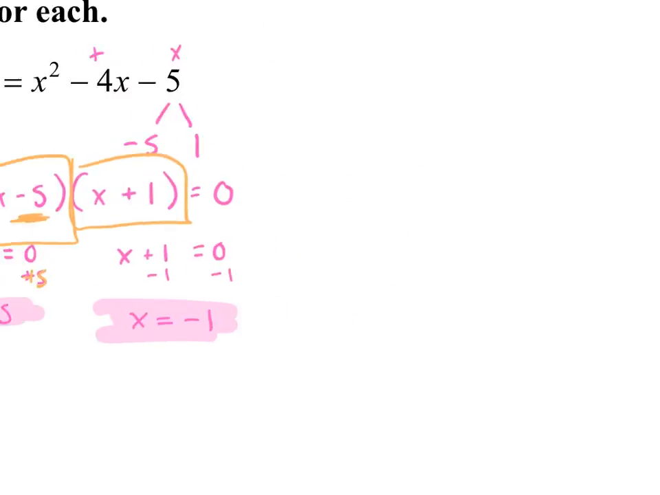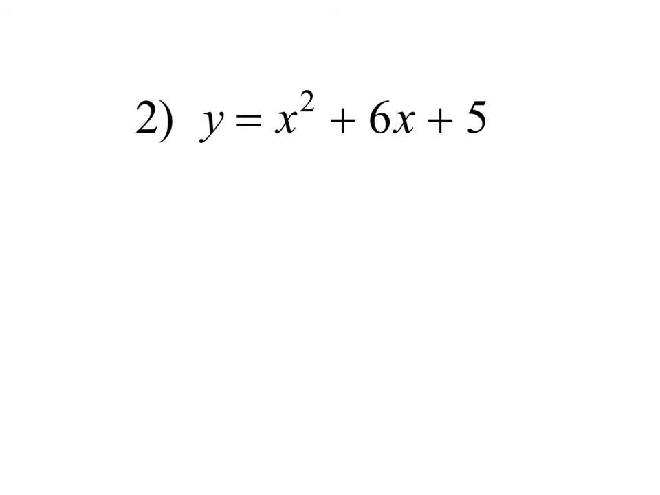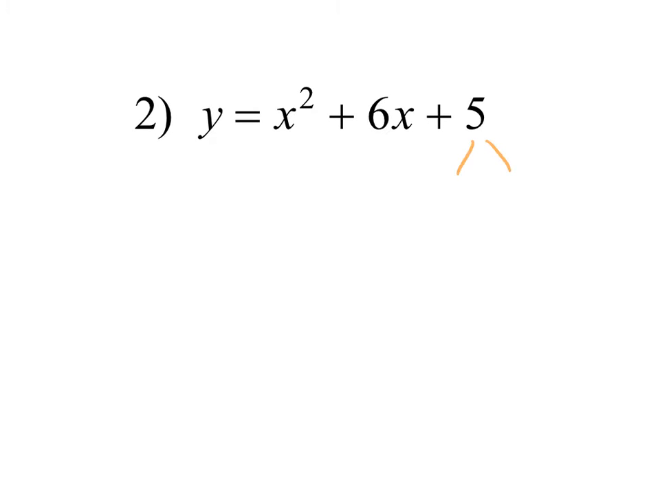All right, let's take a look at number 2. Here we need two factors of 5 that add up and give us 6. What would our factors be? 5 and 1. Perfect. Because 5 times 1 is 5, and 5 plus 1 is 6. Awesome. So we put those into our parentheses. We have x plus 5 and x plus 1.